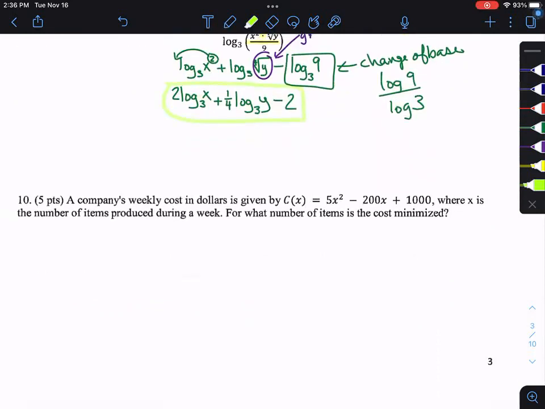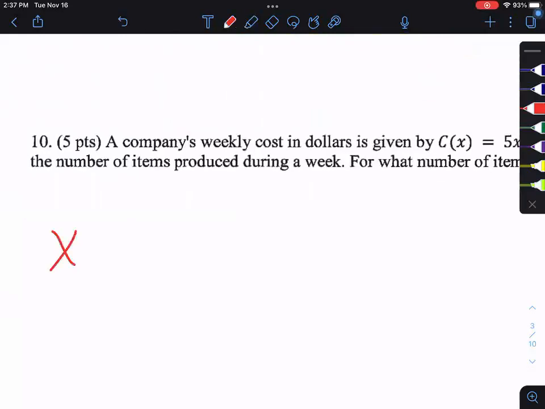Question 10, a company's weekly cost in dollars is given by C of x equals 5x squared minus 200x plus 1,000, where x is the number of items produced during a week. For what number of items is the cost minimized? So here we want to find the minimum, which in this case is going to be the x coordinate of your vertex. To find the x coordinate of our vertex, we're going to take x equals negative b divided by 2a.